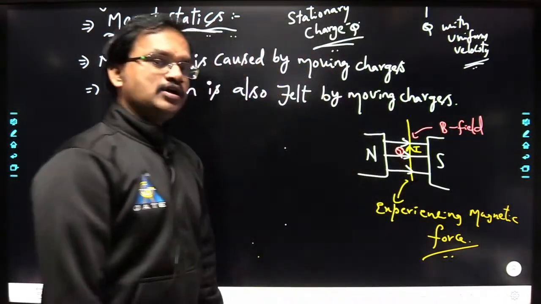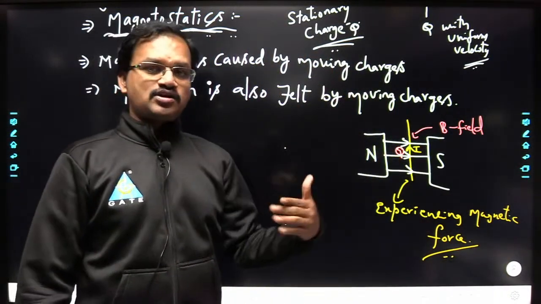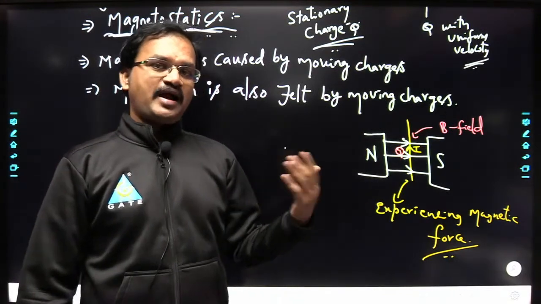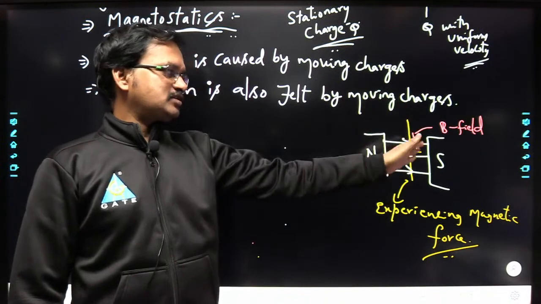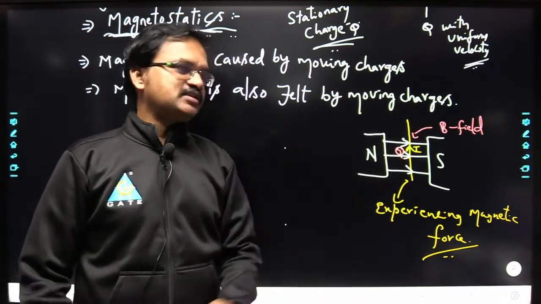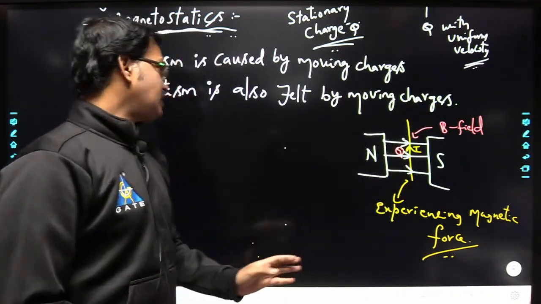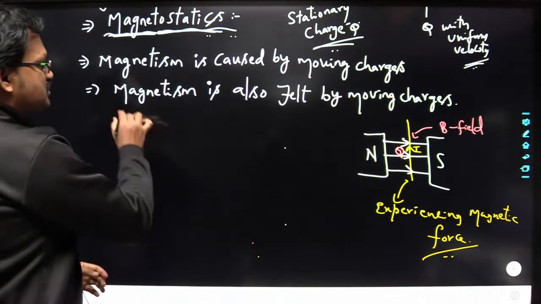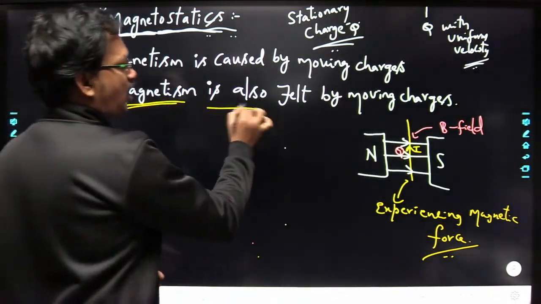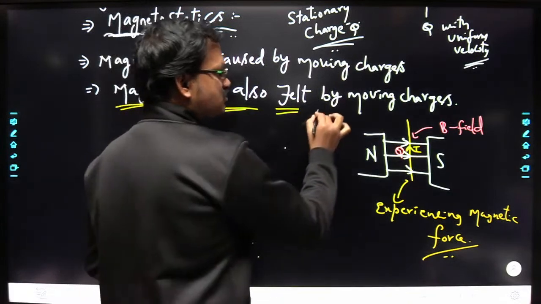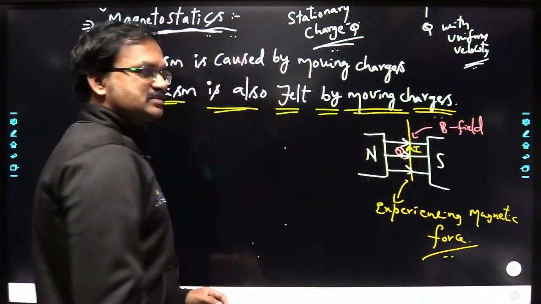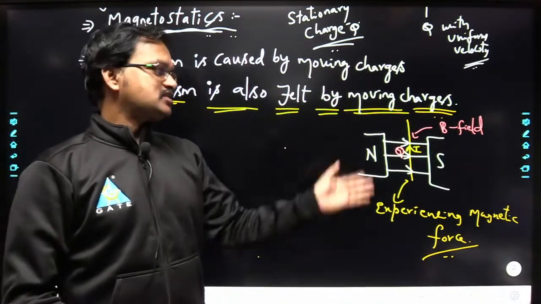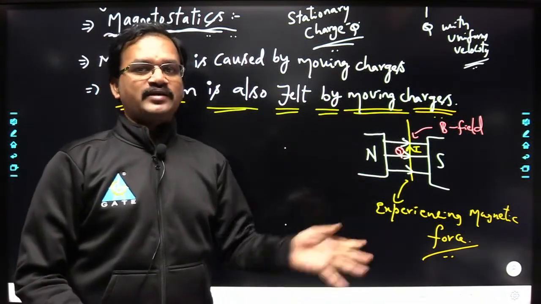So that means a stationary charge is not experiencing any magnetic force, whereas a current carrying wire, that means a moving charge, is experiencing a magnetic force. So that means magnetism is also felt by only moving charges. Only moving charges can feel the magnetic force. Stationary charges cannot feel the magnetic force.